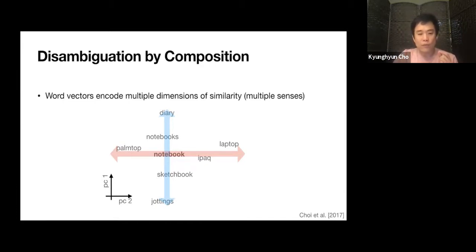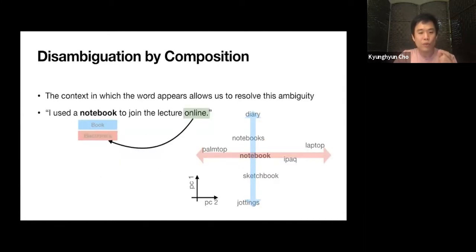However, what this in fact means is that by just looking at the word vector of this word notebook, we cannot really tell precisely what this notebook means because there could be multiple possible meanings. So what we need is to now consider the context, that is, the words that surround this particular word notebook, in order to resolve this ambiguity. So you see where disambiguation comes from.